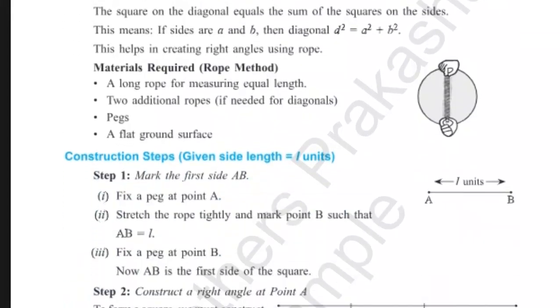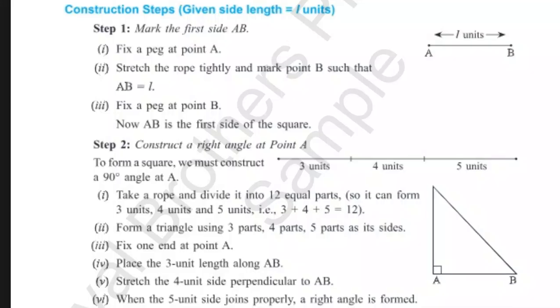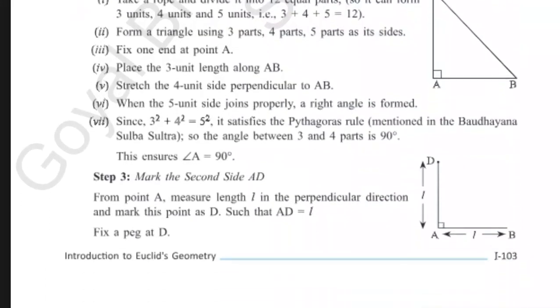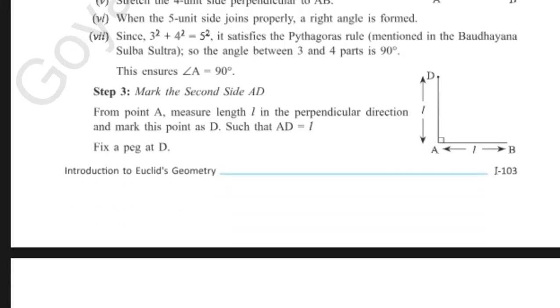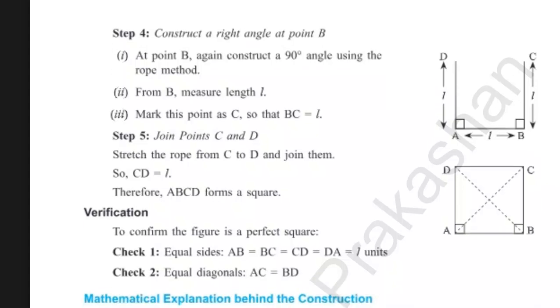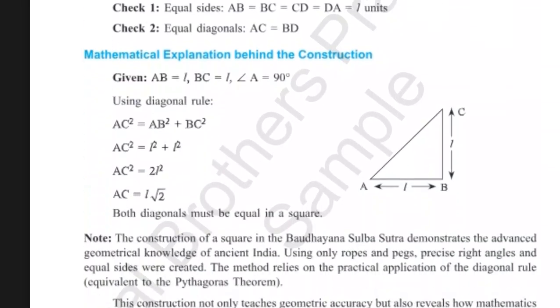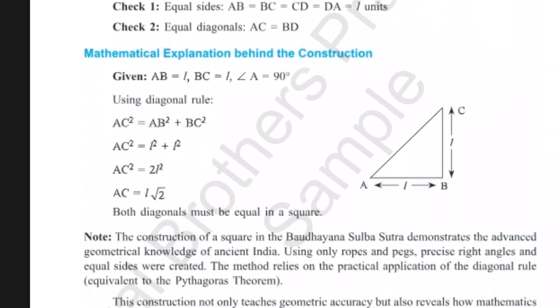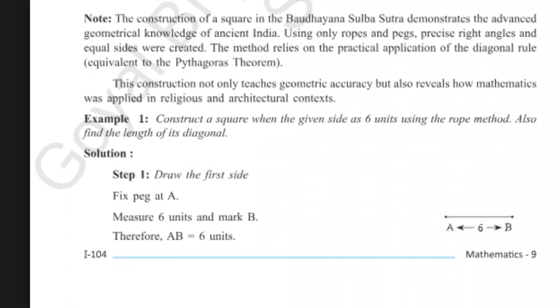Then construction steps. Construction of a right angle. We know that all the angles are 90 degrees. If you consider a point A, the measure of the angle will be 90 degrees, and for all angles the measure will be 90 degrees. Construction of a right angle using Pythagoras theorem.